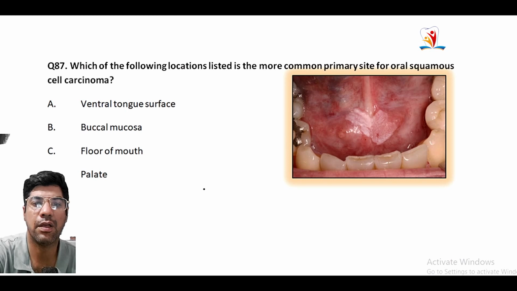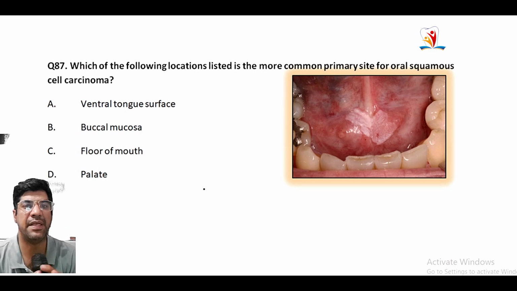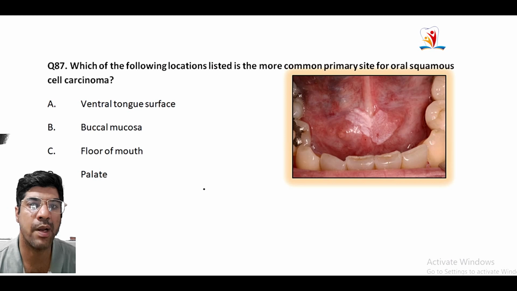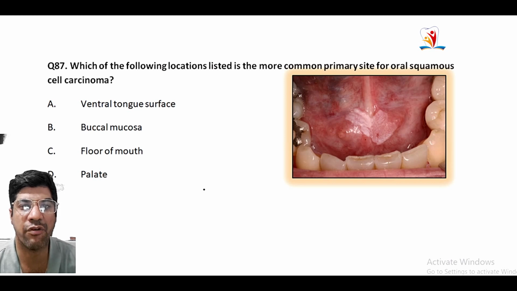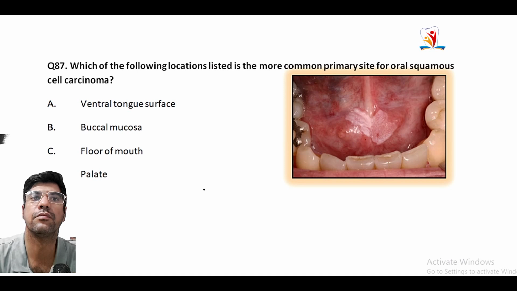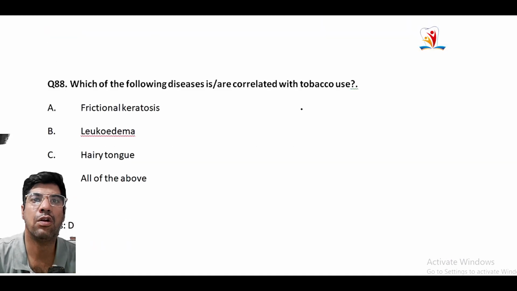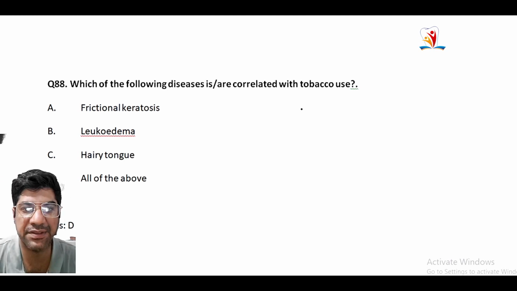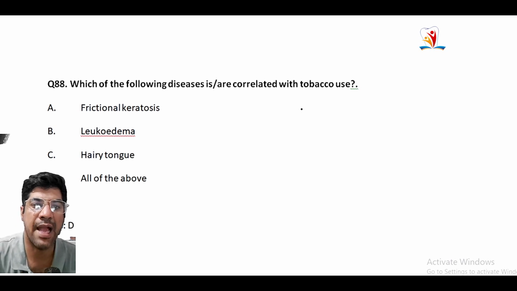Which of the following locations listed is the more common primary site for squamous cell carcinoma? It is the floor of mouth. So which of the following diseases is associated with tobacco use? All of the diseases listed, frictional keratosis, leukoedema, hairy tongue, are related to tobacco use. Tobacco use, whether through smoking or smokeless form, can lead to various health issues as mentioned here.